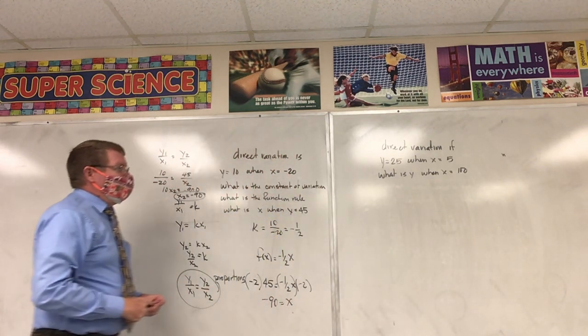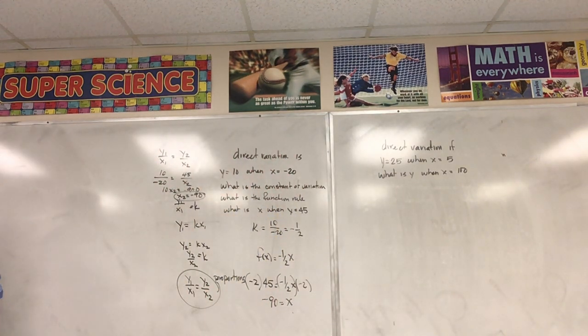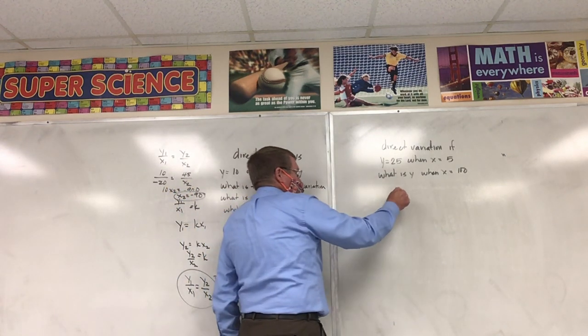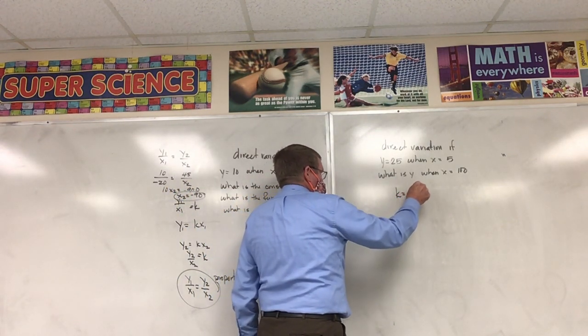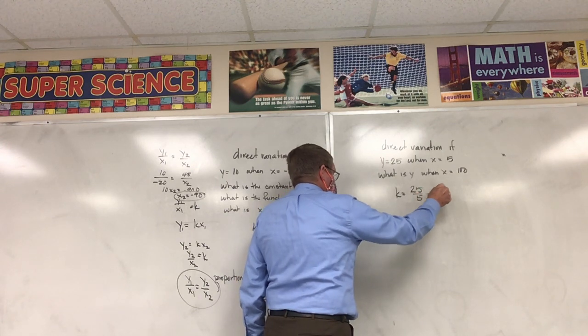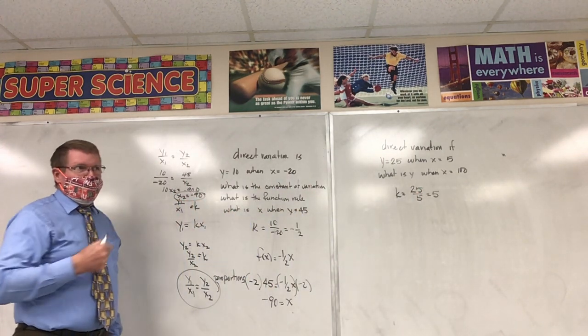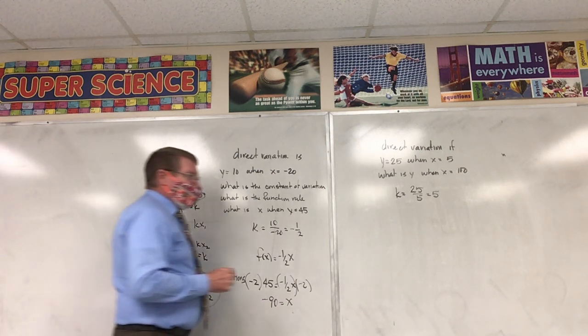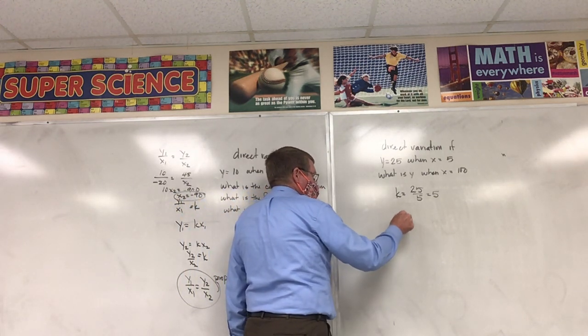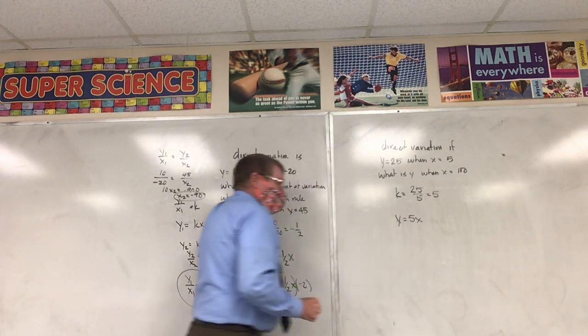Here we got direct variation. If y equals 25 when x equals 5, what is y when x equals 100? Using the direct variation function rule, first thing I need to do is find my k. How do I find my k? y divided by x. So my k is 5. What is my function rule? y equals 5x.